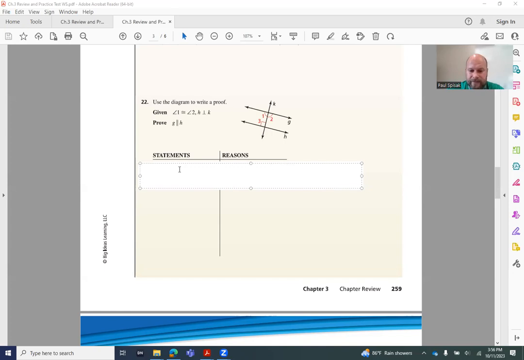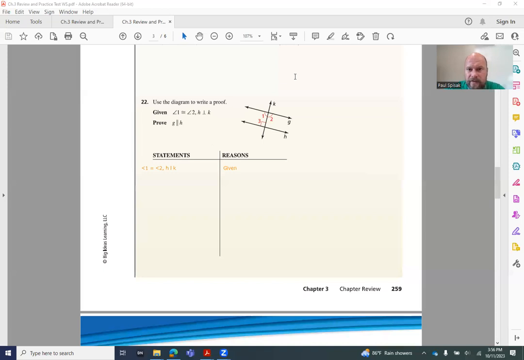So let's see, how am I going to do that? This might not look perfect on there, but I'm going to say angle 1. I know that's not really the angle symbol, is congruent. I'll change this to a congruent symbol in a minute. To angle 2. And H is perpendicular. No, that doesn't work. I'll change that to a perpendicular symbol in a minute. Perpendicular to K. All right. Reason: given.